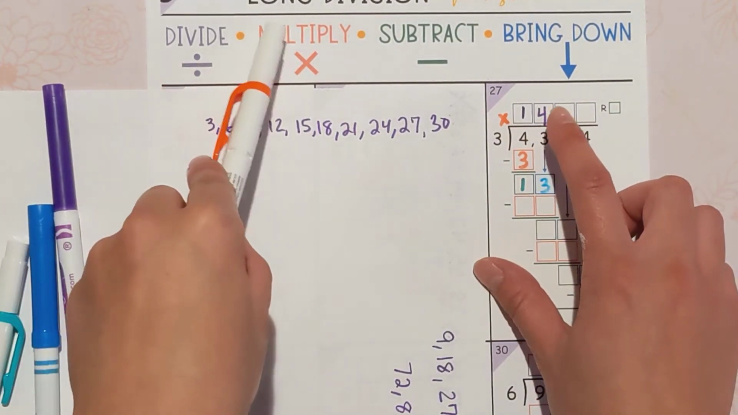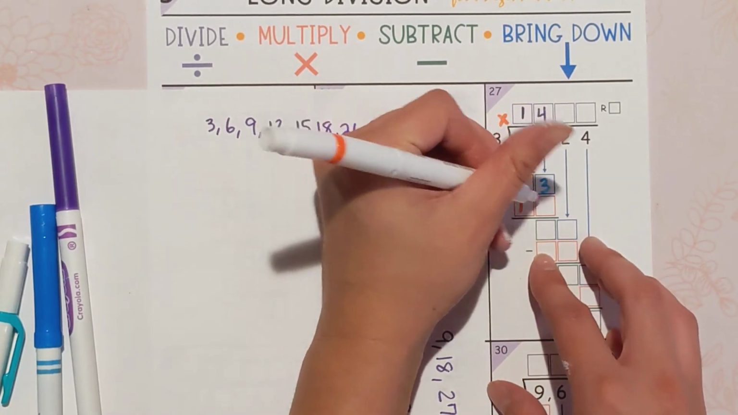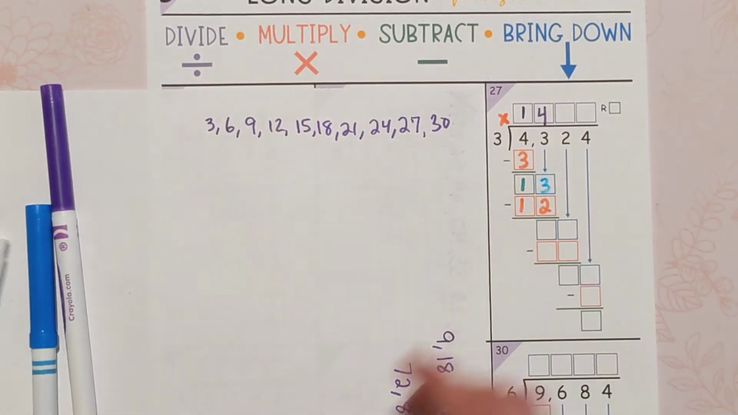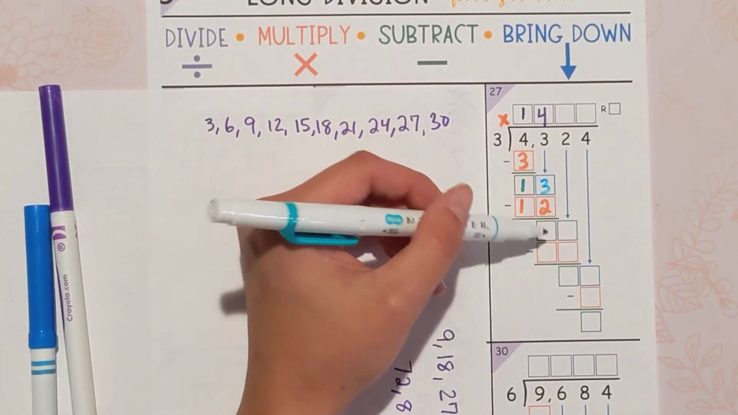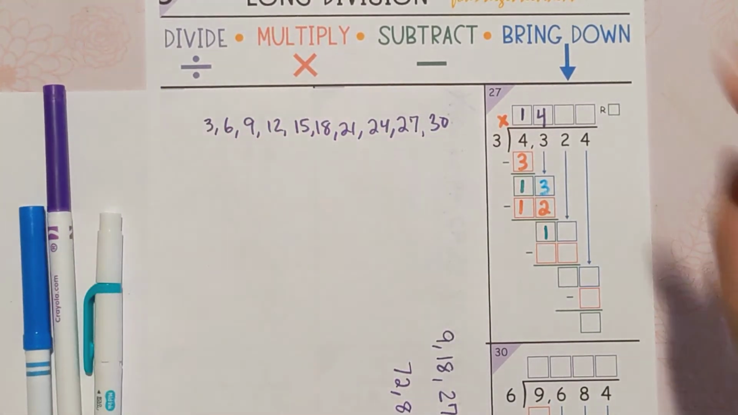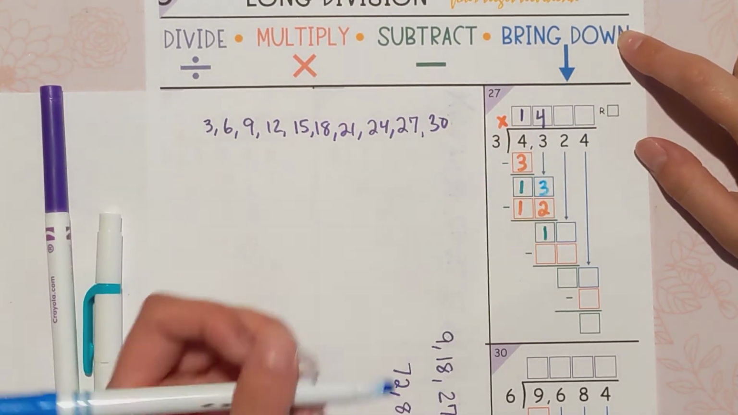All right, what are we going to do next with that 4? We're going to multiply it. 4 times 3 is 12. What is our next step? Subtract. 13 minus 12 is 1. What are we bringing down? The 2.